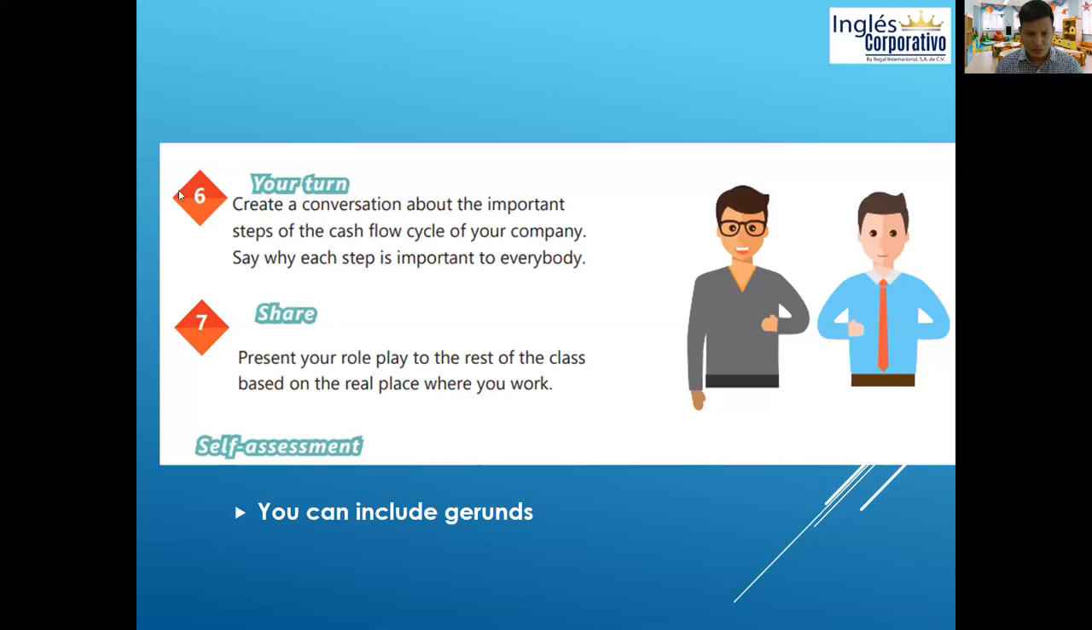Basically, students are going to work to create a conversation about an important step of the cash flow cycle of your company. And also they're going to include gerunds, right? Gerund as an infinitive, gerund as a present or past progressive, and gerund with some verbs, as a subject, as an object, and after a preposition. Okay, that's good.